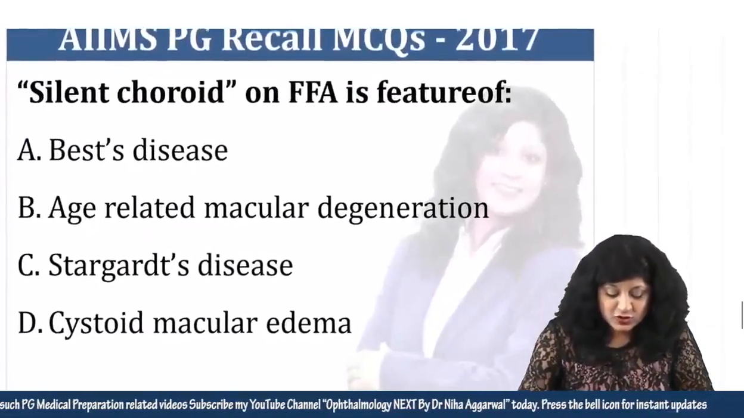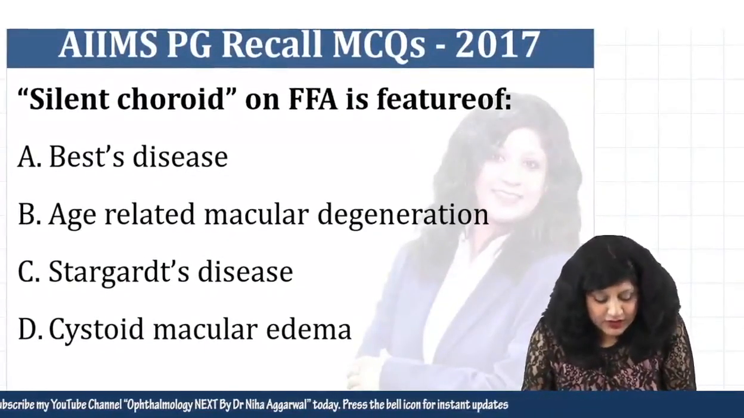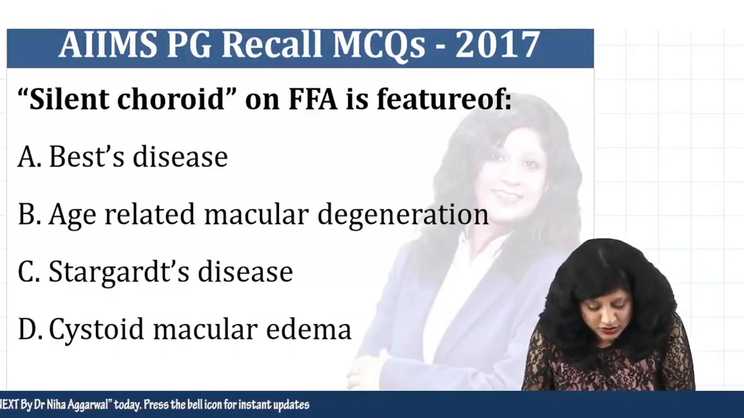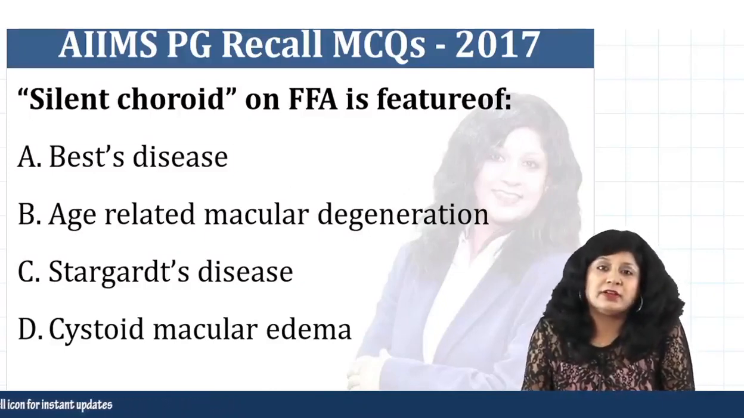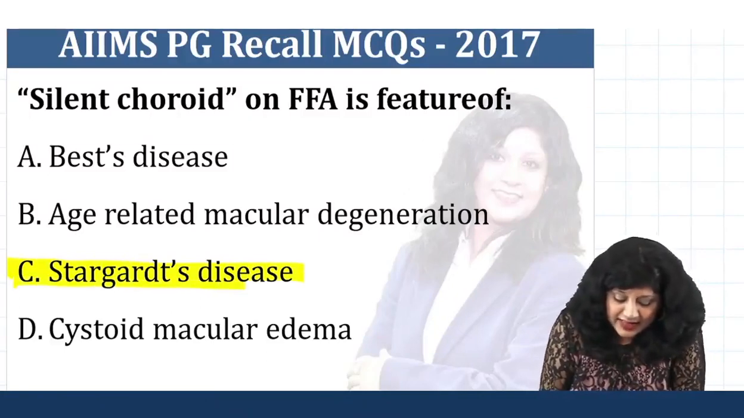Next question: silent choroid on FFA is a feature of: A, Best disease; B, age-related macular degeneration; C, Stargardt disease; or D, cystoid macular edema. So the answer to this question is Stargardt disease. This is again a direct question.